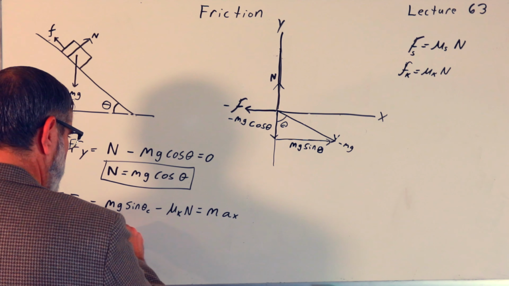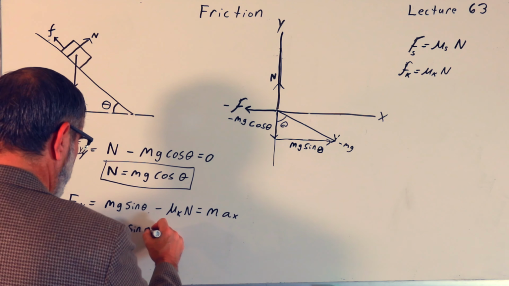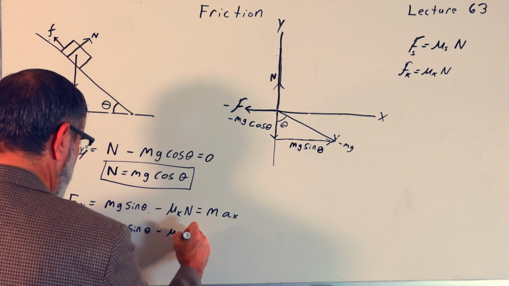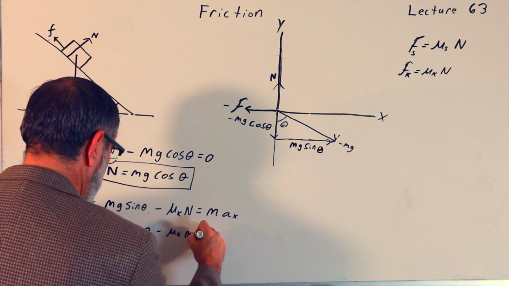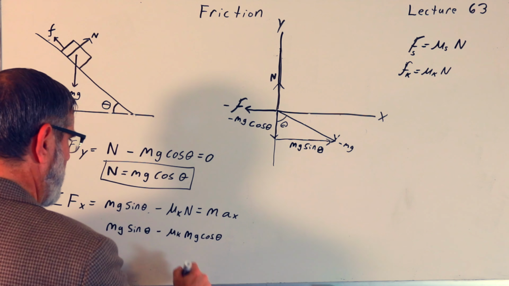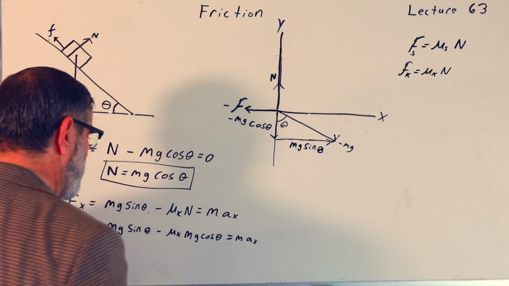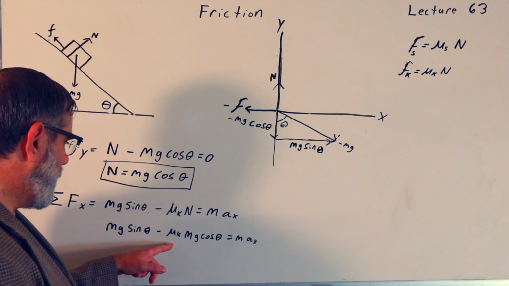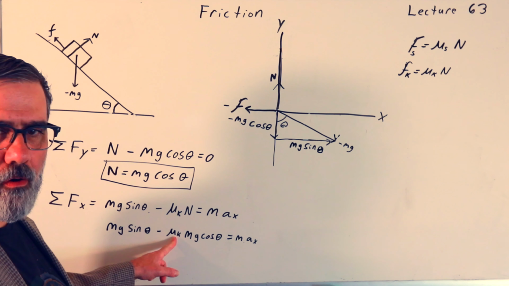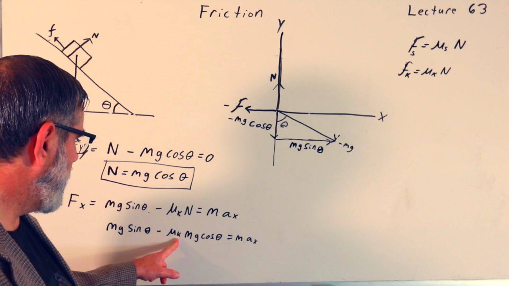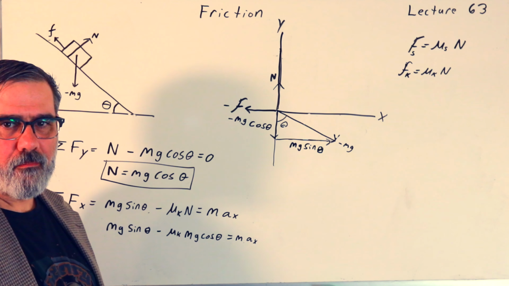So this gives me mg sine theta minus mu k times the cosine, well actually, mg times the cosine of theta, making this substitution in for the normal force, is equal to the mass times the acceleration. And what we want to solve for here is the mu sub k. We want to know what is this coefficient of kinetic friction. So can someone solve that for me? Tell me what mu sub k is equal to. Just a little algebra.